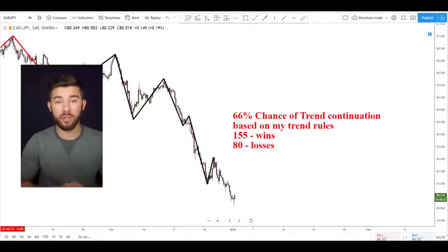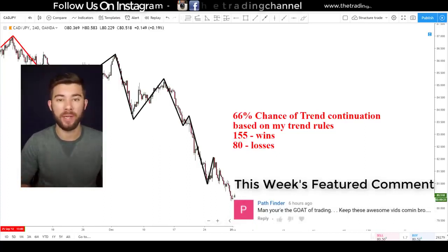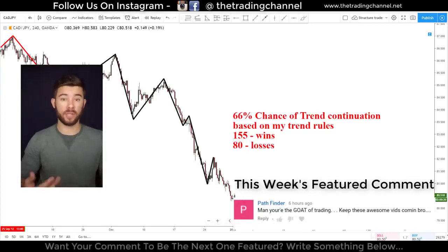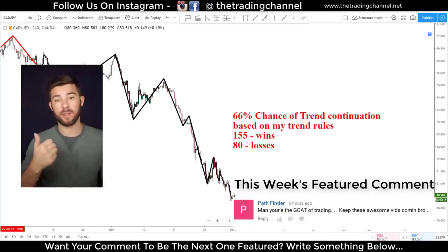So what is pure price action trading? Well, simply put, it's trading with no indicators. It's trading purely around price action. And there are 3 main factors that we're going to be looking at when trading pure price action. Those 3 factors are structure, trend, and candlestick patterns.